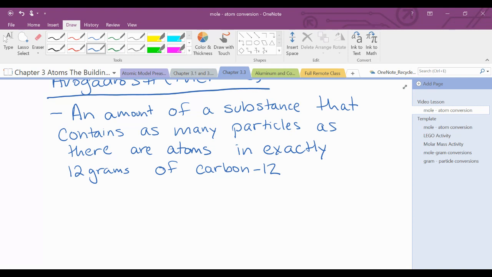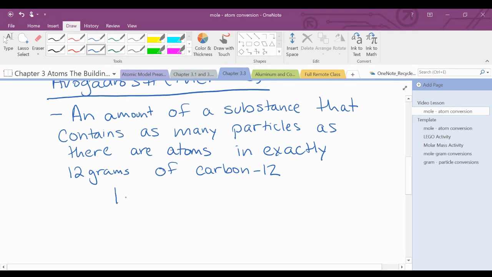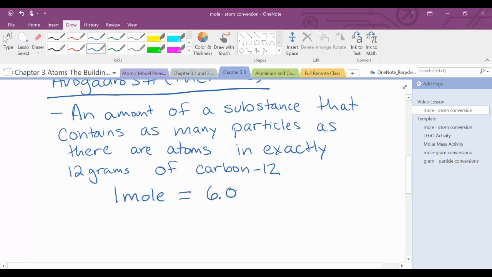Well, you're probably wondering, how many atoms are there in exactly 12 grams of carbon-12? And so 1 mole of anything equals 6.022 times 10 to the 23rd particles.